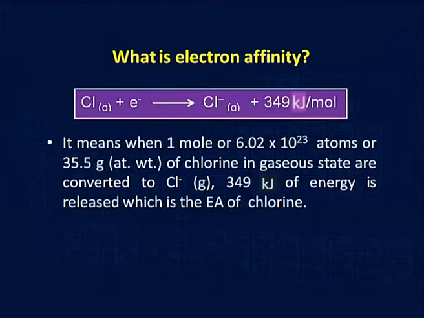It means when 1 mole, or 6.02 × 10^23 atoms, or 35.5 gram, which is the atomic weight of the chlorine atom in gaseous state, are converted to the chloride ion, 349 kilojoules of energy is released or liberated, which is the electron affinity of the chlorine atom. So, this way we see that electron affinity measures the stability of the ion formed by the addition of an electron.